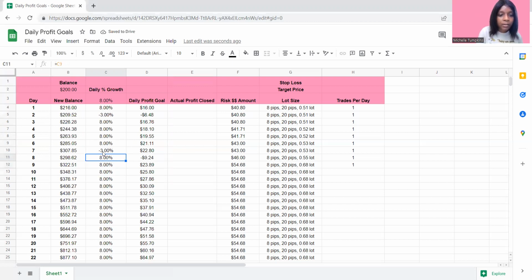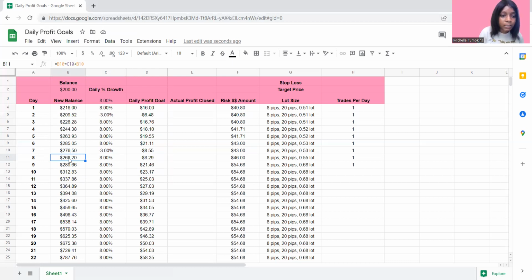So now that day we lost 3%. What we're going to do is we're going to make sure this is multiplying by 3%. So right now, this is actually multiplying by 8%. So I'm going to erase this, and we're going to take this day's profit, multiply it by negative 3%, add it to what our initial balance was, and then this will reflect that negative 3% that you lost.